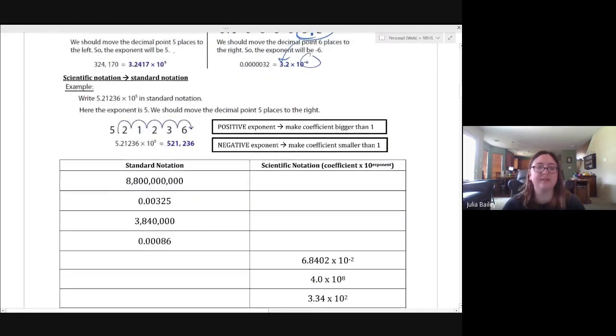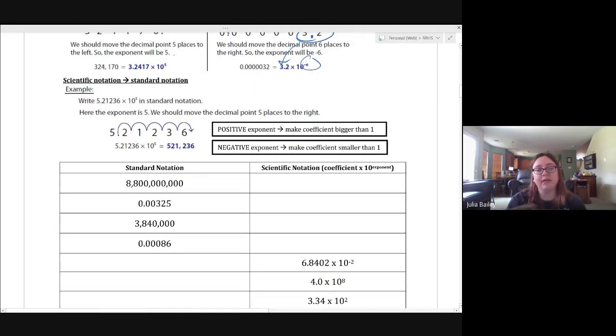If we understand what scientific notation means when we look at it, that also means we can move from scientific notation back to standard notation. So for instance, 5.21236 times 10 to the 5th, writing that in standard notation. When we see this number, we have to decide which way I'm going to move the decimal. And that's going to be based on, again, if the exponent's positive or if the exponent's negative.